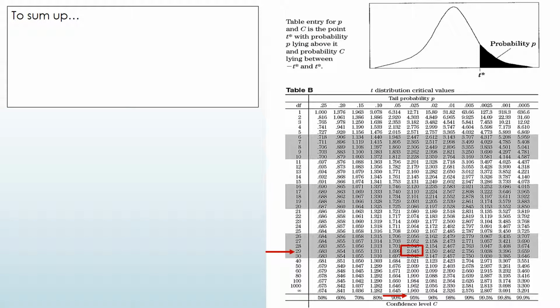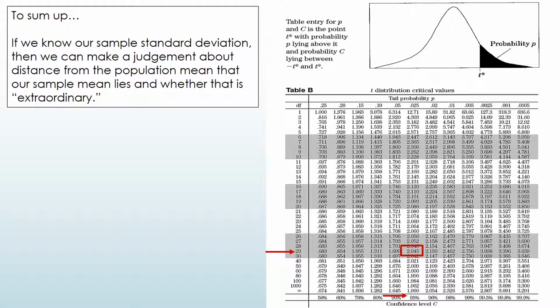Let's try and bring it all together. If we know our sample standard deviation, then we can make a judgment about the distance between the population mean and where our sample mean lies, and whether that is extraordinary.